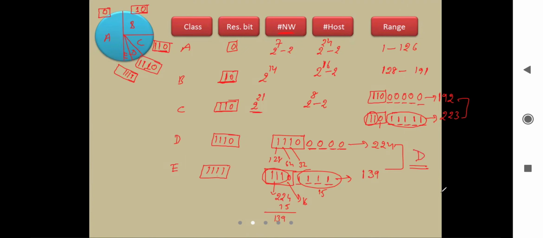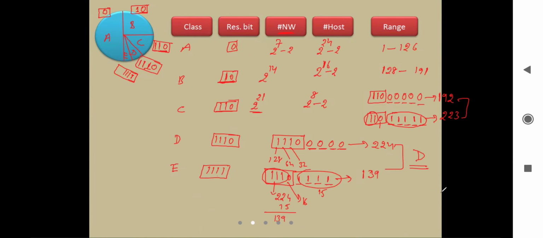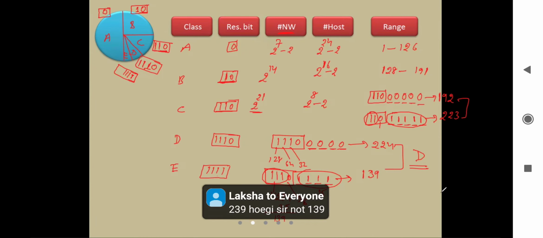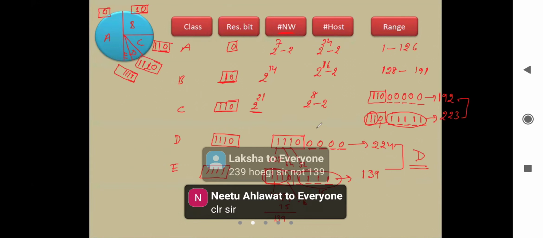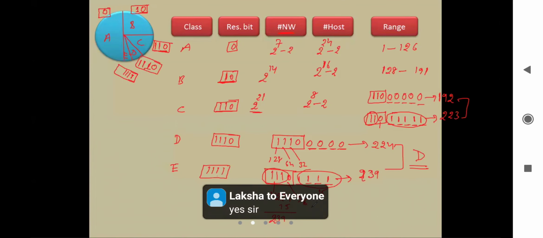Now we need to find out the range for class E. So you can take a screenshot and confirm, is it clear or not? It is 239. Sorry, it is 239. Okay, fine.